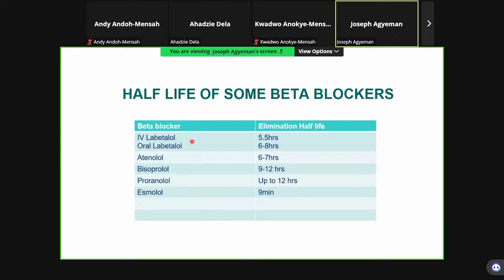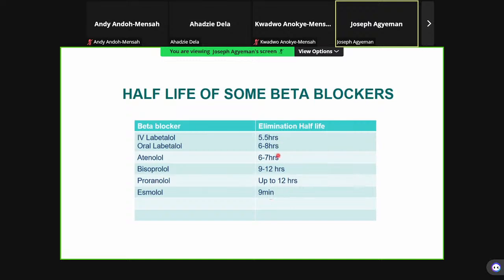So these are examples of some beta blockers and their half-lives. You can see esmolol, which can be used during surgical conditions, hyperthyroidism, or maybe thyroid storms to control. It has an interestingly short half-life, not even up to 10 minutes. So it wears off very quick. The advantage is that if any drug will cause side effects that are dangerous, and it has a shorter half-life, the effect wears off very quick, and you may not even need an antidote to reverse.